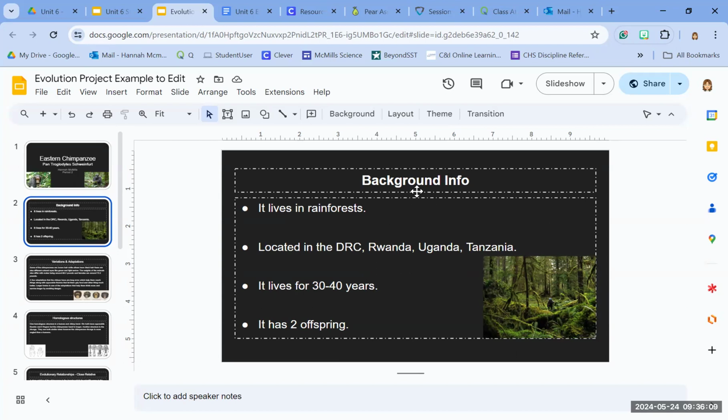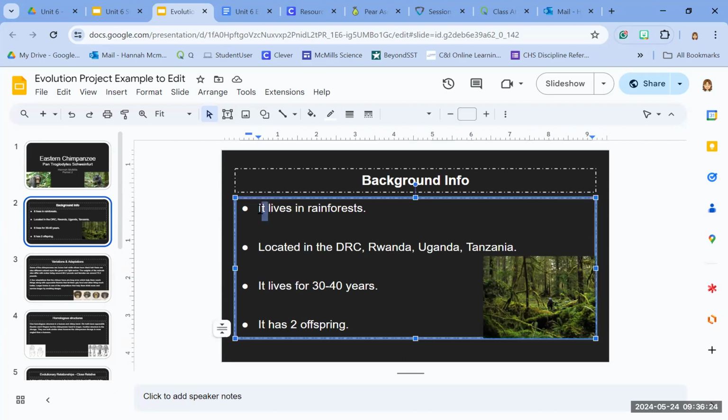So here we are, nice. We have our titles consistent. We have a little picture to go with it. And we have no more than 5 bullet points. The only change I would make to this is we still have sentences, right? It says it lives in rainforest. It is referring to the chimpanzee.